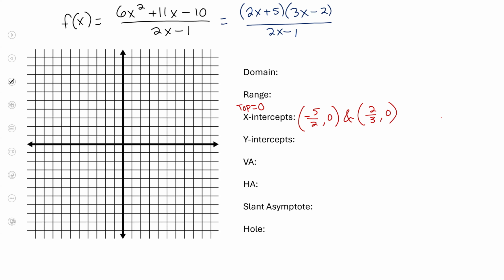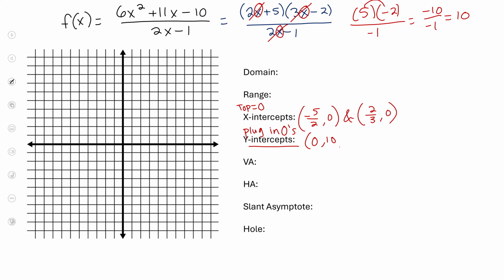To find the y-intercept, you plug in zeros. So put a 0 here, here, and here. I'm left with 5 times negative 2 times negative 1, divided by negative 1. 5 times negative 2 is negative 10, divided by negative 1 is a positive 10. So that's my y-intercept, 0, 10.